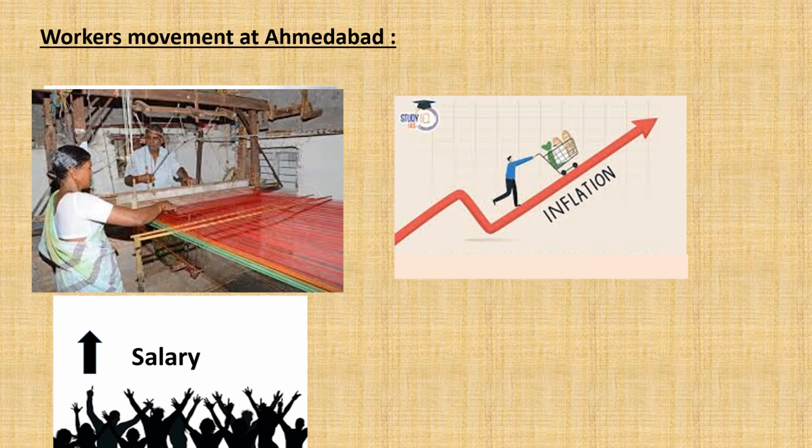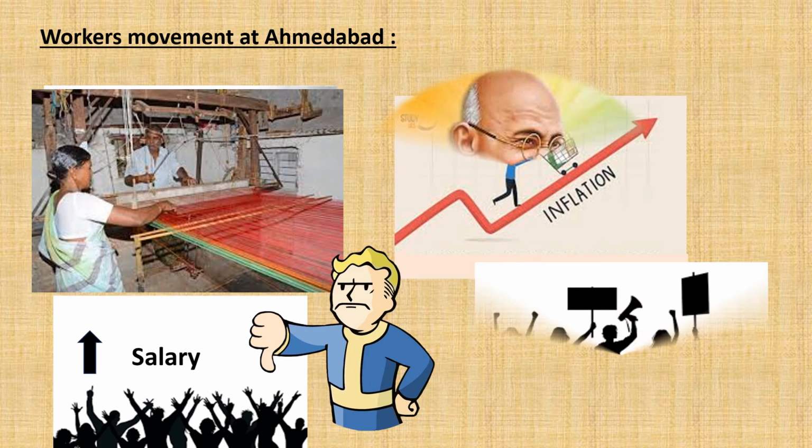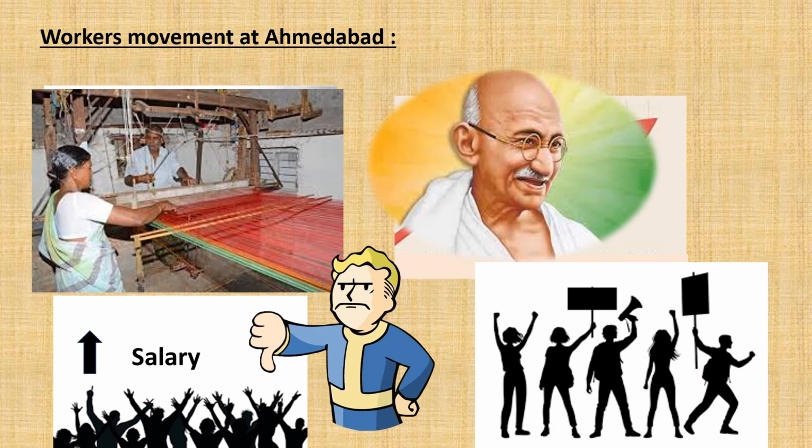But this demand was unfortunately rejected by the mill owners. So the workers had started a movement under the advice of Gandhiji. Gandhiji had advised these workers to go on a hunger strike. Following the advice of Gandhiji, the mill owners had to turn back and the salary of the workers had finally increased.